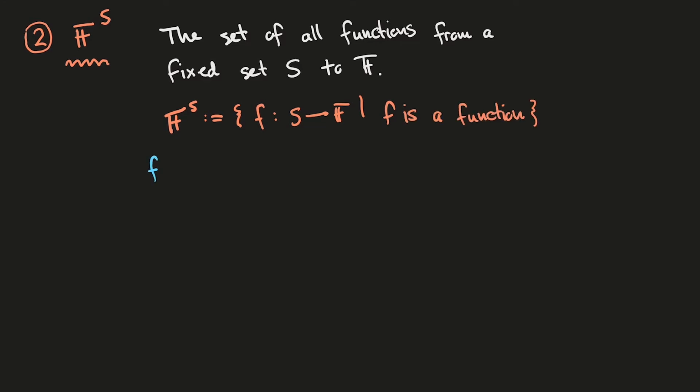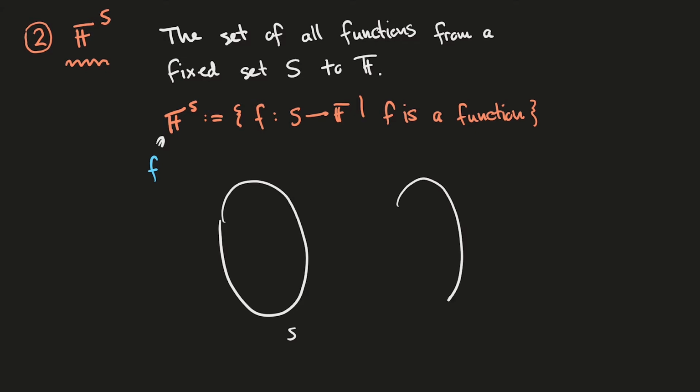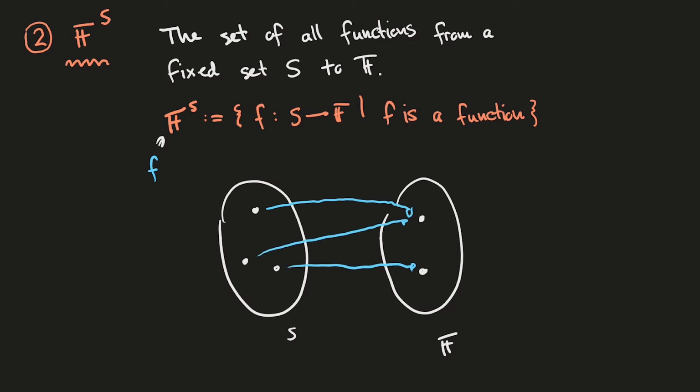We can visualize an arbitrary element f of F^S as follows. So we draw the set S and we draw the set F. And now S will contain some elements and F will contain some elements. And the function f now maps the elements of S to the elements of F. In order for F^S to be a vector space, we need to somehow define an addition and a scalar multiplication on the elements of F^S, which are, in this case, functions.